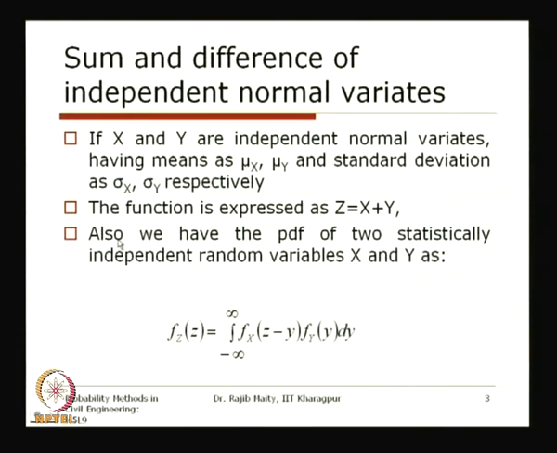We also have the PDF of two statistically independent random variables X and Y. This we discussed in the last class: if two random variables are independent, then the distribution of their summation Z, that is f Z, can be expressed as the integration over the entire support, expressed in terms of any one of the random variables.